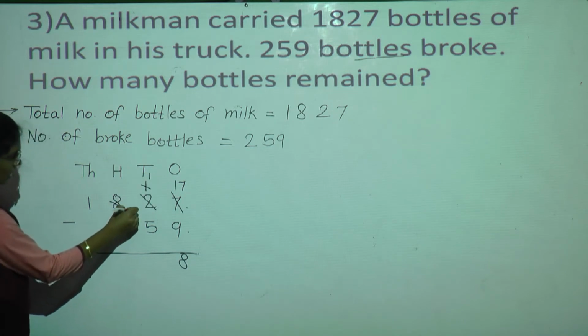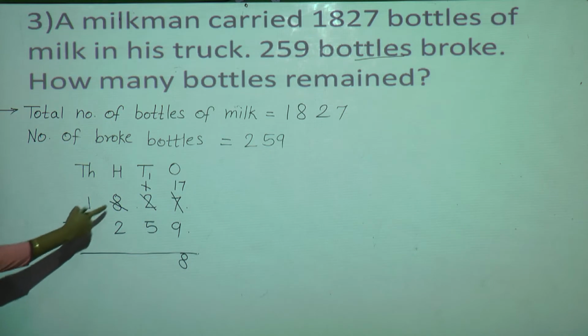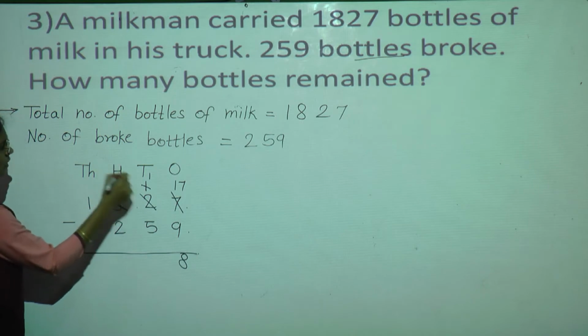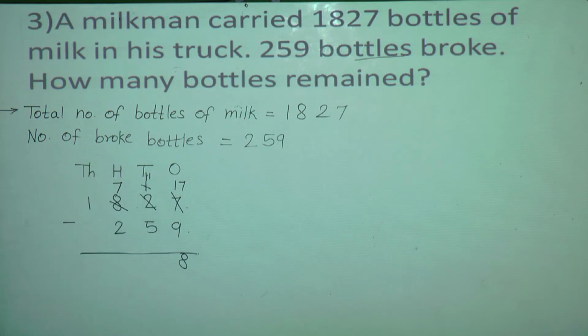Who is the neighbor of tens? 100 is the neighbor of tens. Now this 100 is having 8. So take one borrow from this 8. 8 minus 1 if we will do, here 7 will remain and this 1 will become 11.